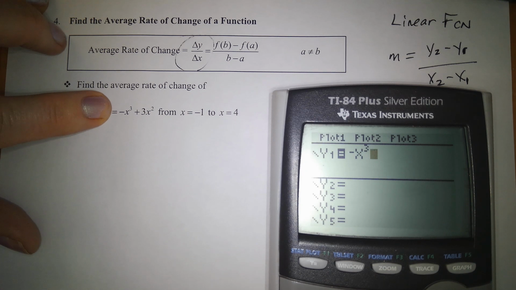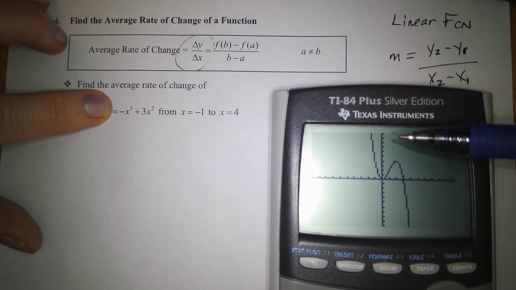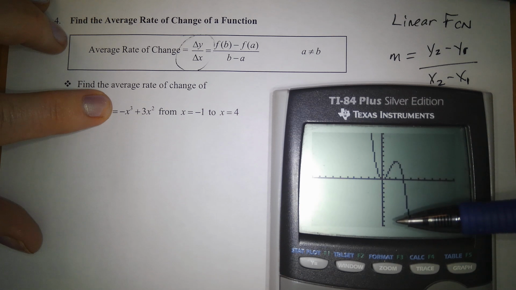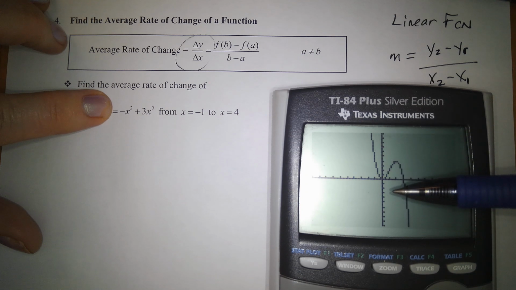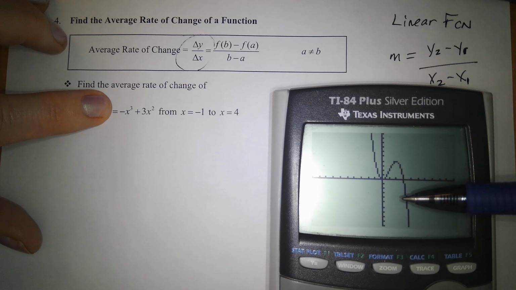There we go. -x to the 3rd power plus 3x squared. That looks better. Okay, so once we graph that, we'll see that the graph is going to look like this. It comes down, goes back up, and goes down again. First of all, is this a function? Yes. Any vertical line that I try to pass through here is only going to pass through one time. No matter where I draw the vertical line, it will only hit the graph once. So it definitely is a function.